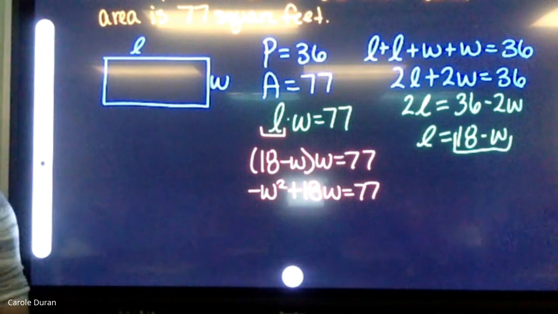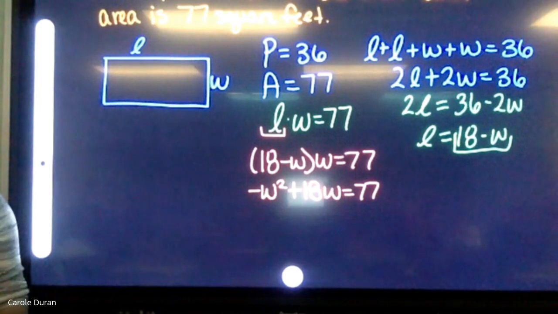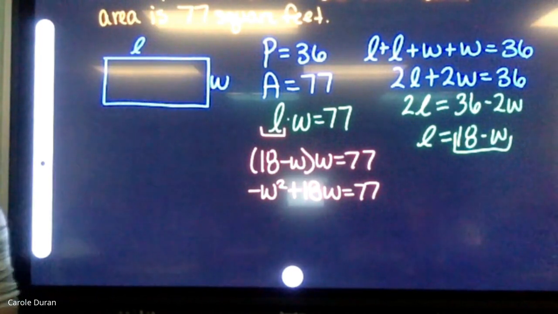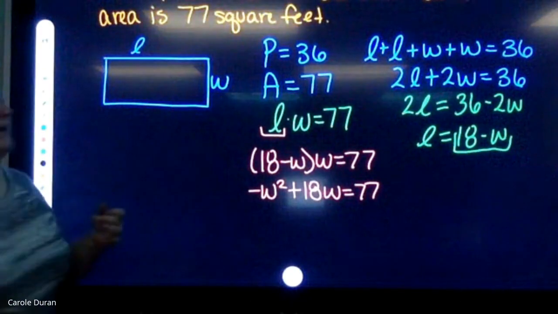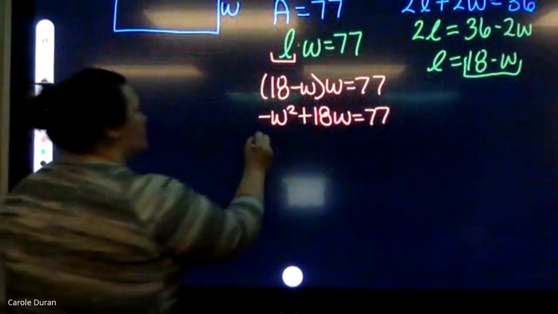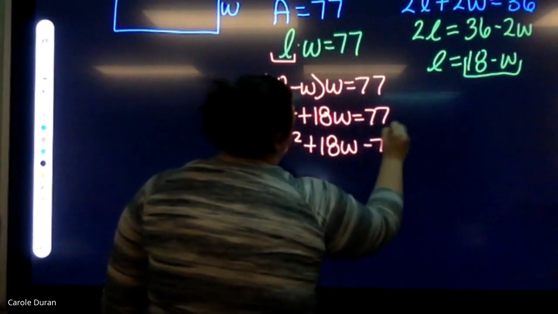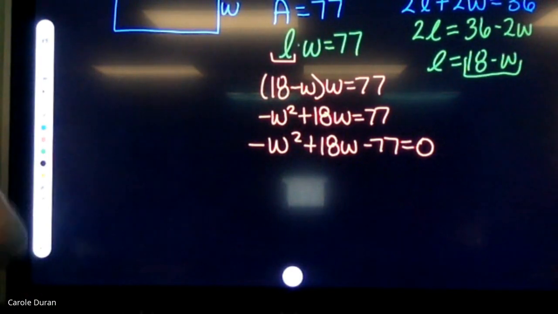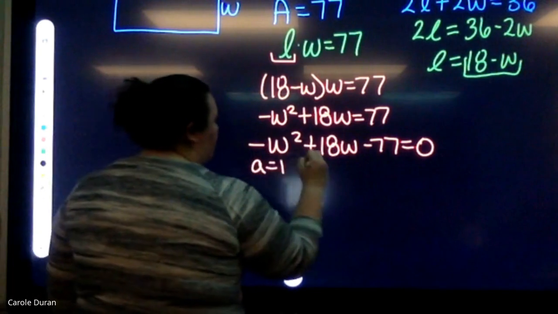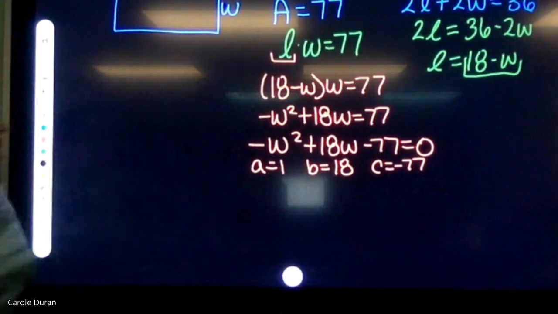And then what do I do next? Would it be take the 77 and put it on the other side and then use the quadratic equation? Yes. Move the 77 over, and then we're using the quadratic formula. So I get negative W squared plus 18W minus 77 equals 0. I'm going to go ahead and use the quadratic formula here. So my A value is 1, my B value is 18, and my C value is negative 77. Go ahead and plug it into the quadratic formula.